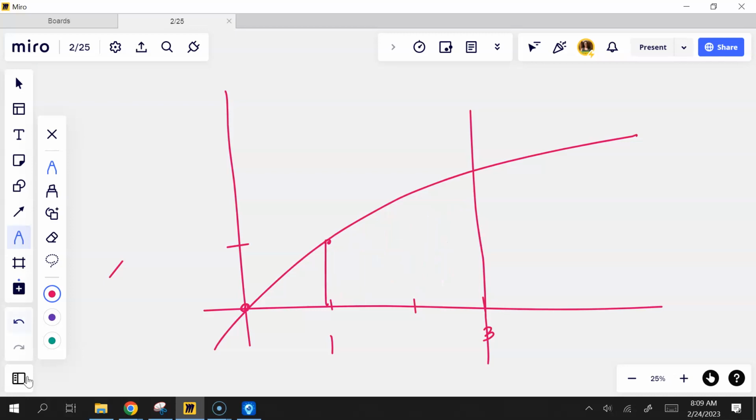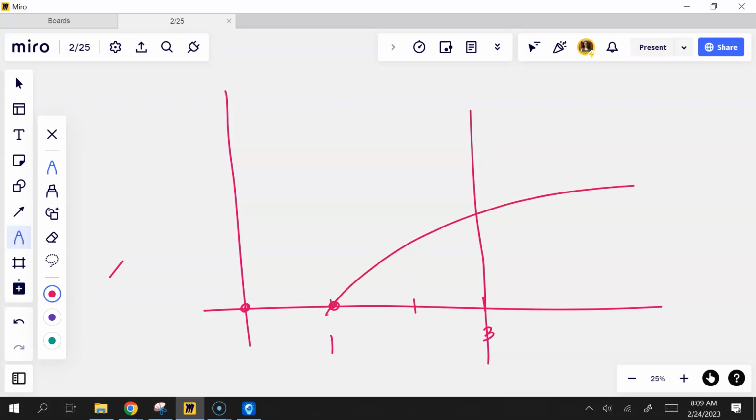right? Oh, no, it's been shifted over. I'm sorry. It's not square root of x. It's square root of x minus 1 is here. So it's like that. Here's my area.